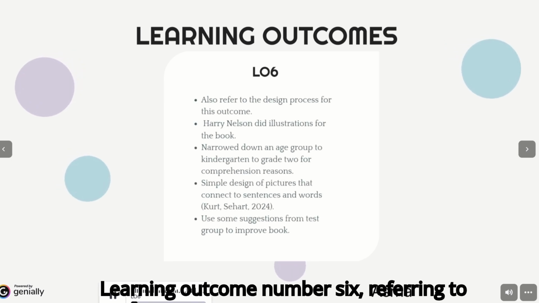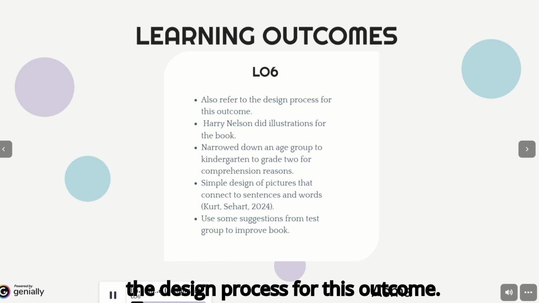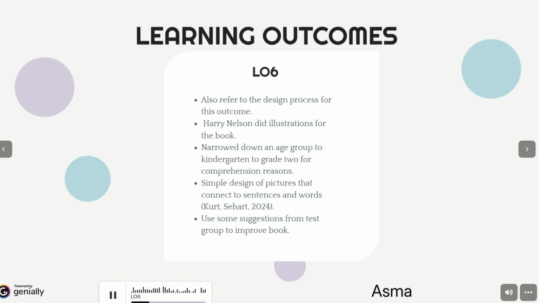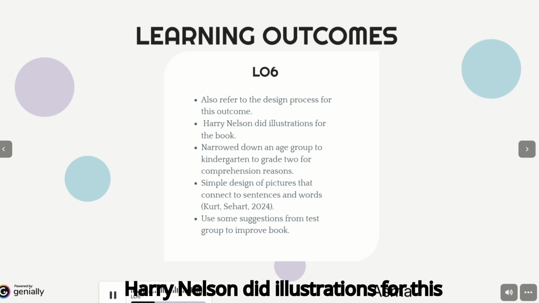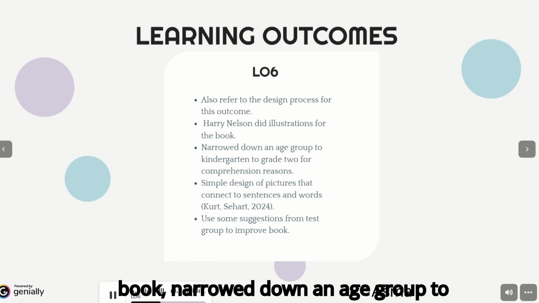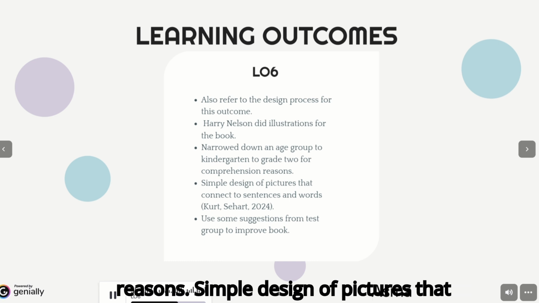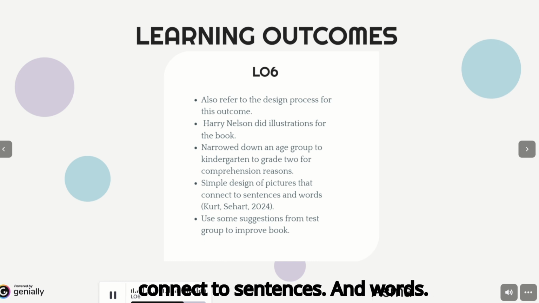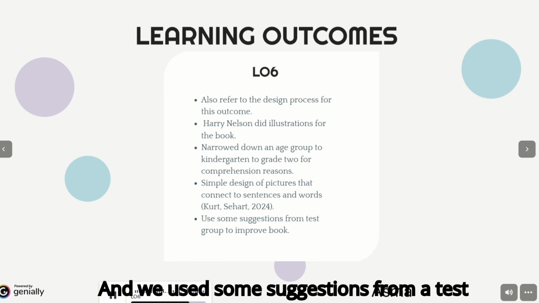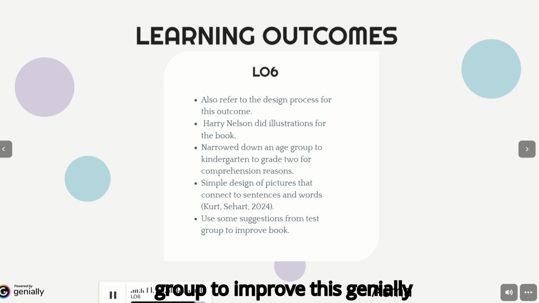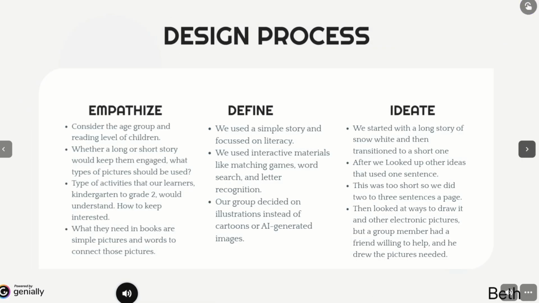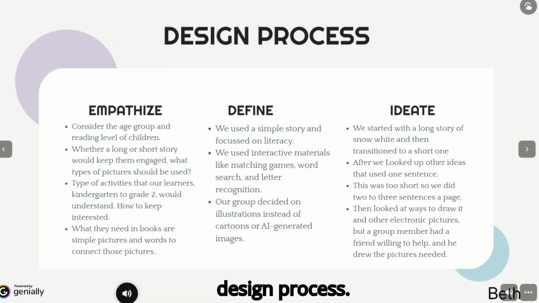Learning outcome number 6. Referring to the design process for this outcome, Harry Nelson did illustrations for this book, narrowed down an age group to kindergarten to grade 2 for comprehension reasons, simple design of pictures that connect to sentences and words, and we used some suggestions from a test group to improve this Genially interactive book. Design process.